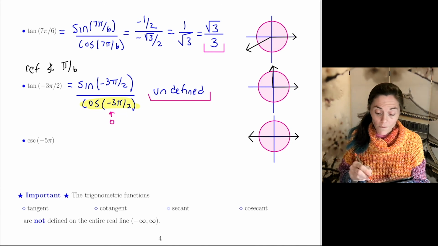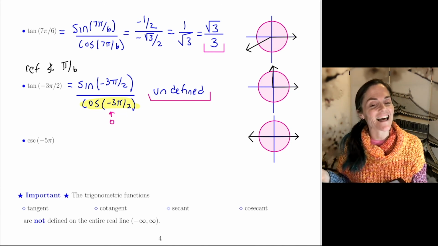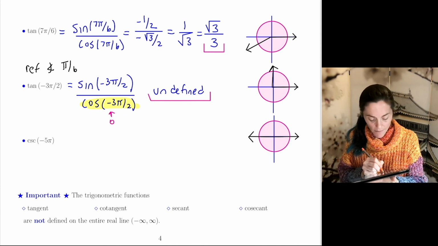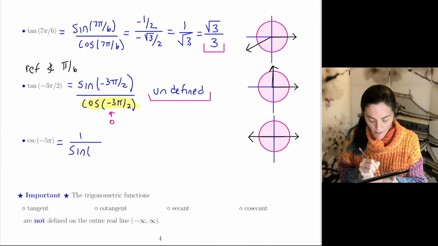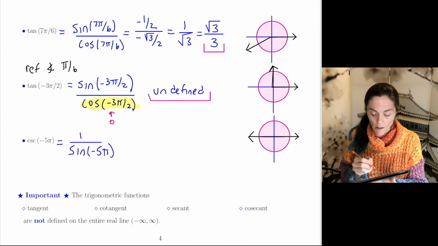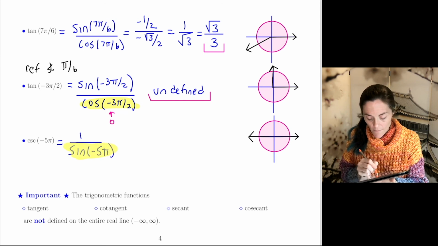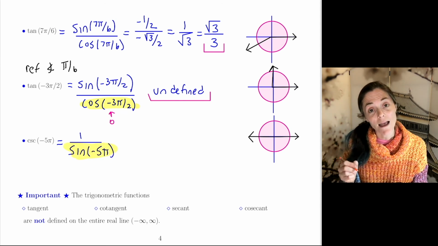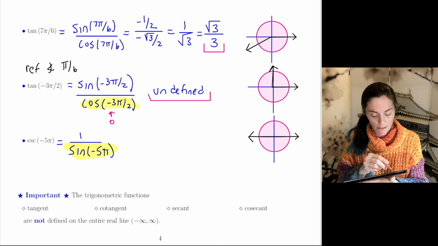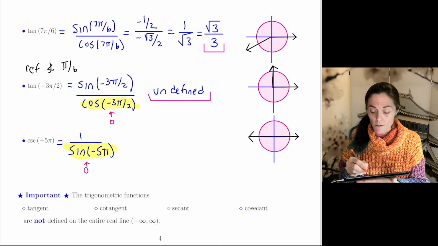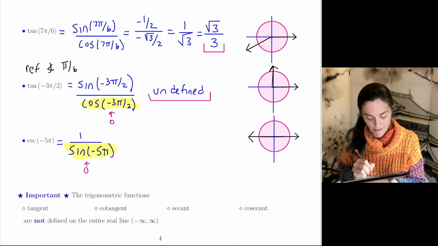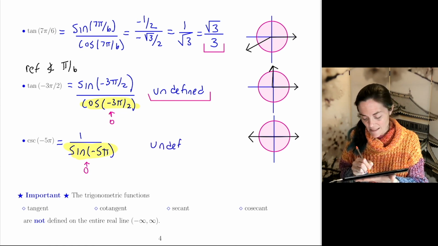But now something similar to the last example is going to happen. Cosecant is 1 over sine of minus 5 pi. And here's the issue. I'll highlight it again. The sine of minus 5 pi is 0. So the cosecant of minus 5 pi is undefined.